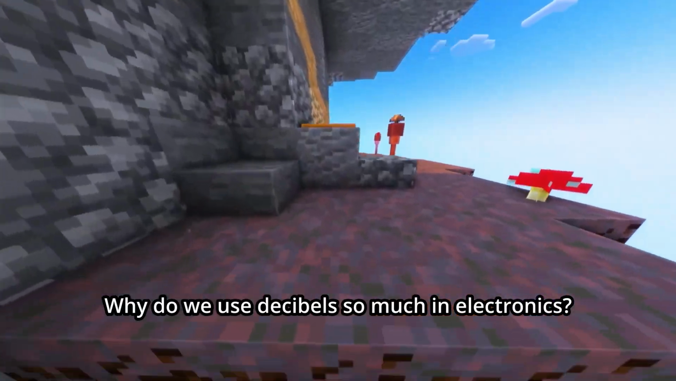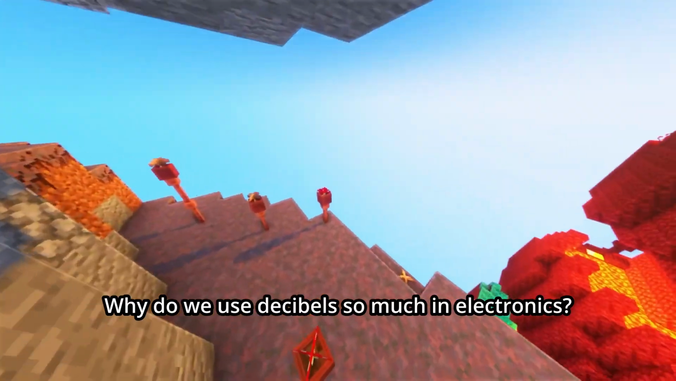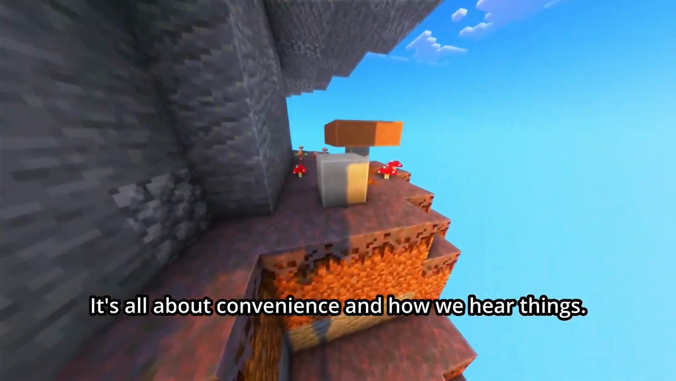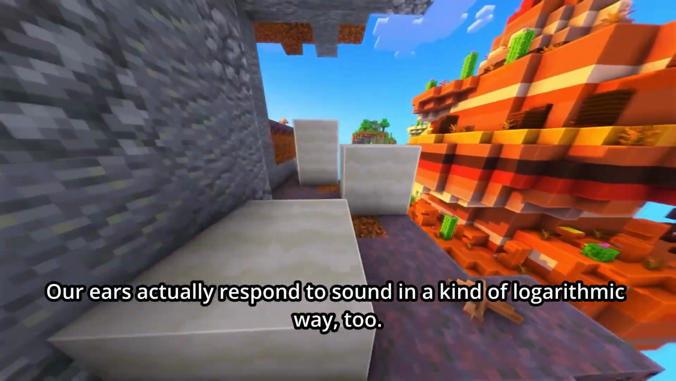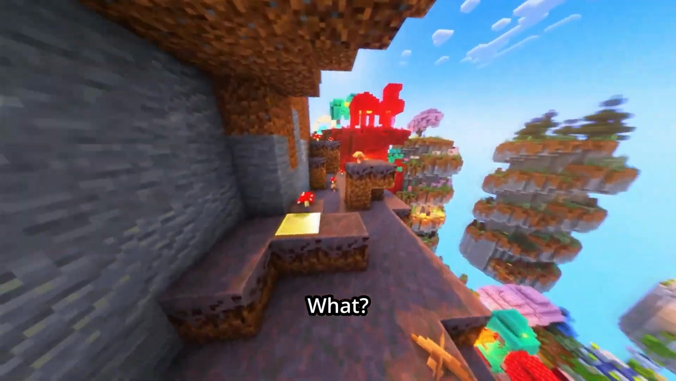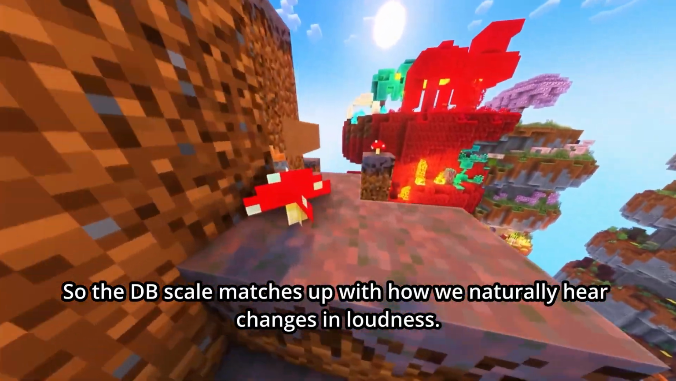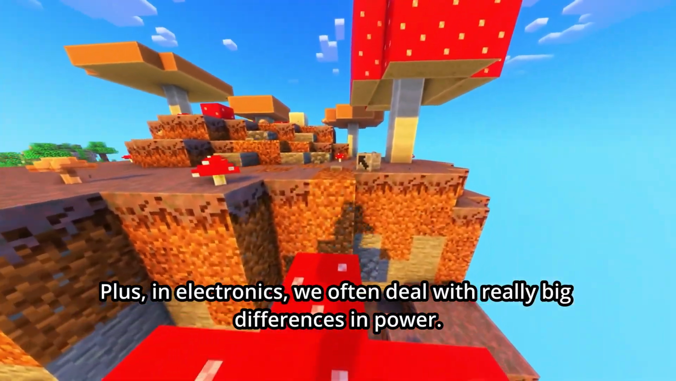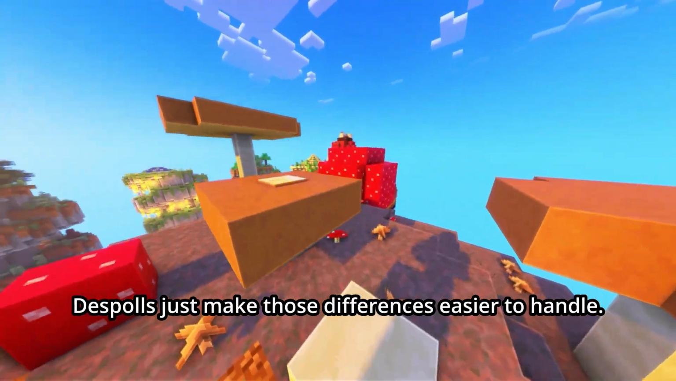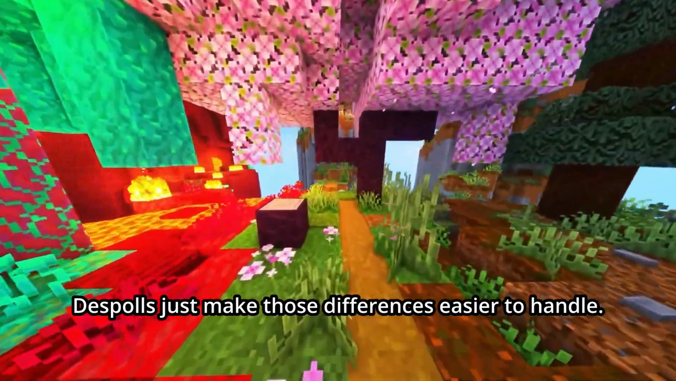that makes more sense. Why do we use decibels so much in electronics? It's all about convenience and how we hear things. Our ears actually respond to sound in a kind of logarithmic way, too. So the dB scale matches up with how we naturally hear changes in loudness. Right. Plus, in electronics, we often deal with really big differences in power.